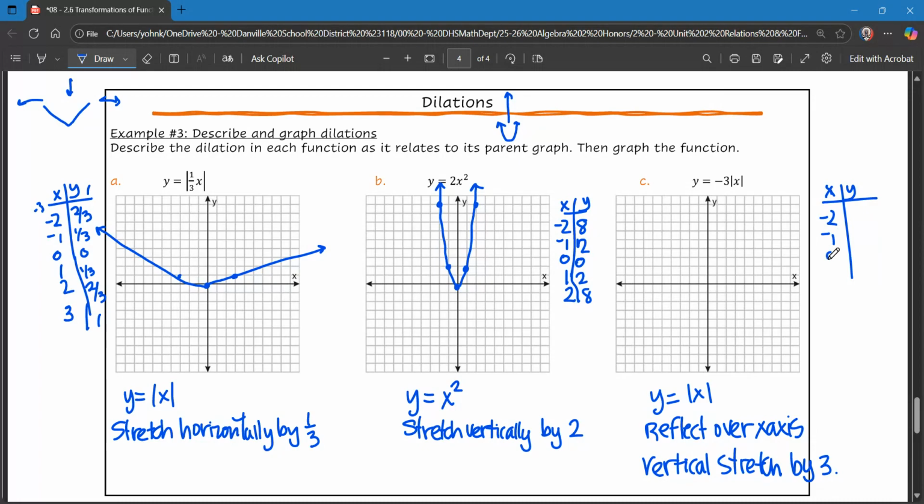So -2, -1, 0, 1, and 2. If I plug in -2, absolute value is 2, times -3 is -6. Plug in -1, you get -3. Plug in 0, you get 0. 1 is -3, and 2 is -6. Okay, so it's supposed to be a V. And it's getting taller, and it's opening down. Awesome.